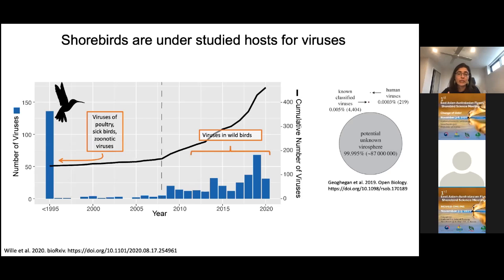Now, ironically, shorebirds are one of the more studied species or taxa for viruses because they may be infected with viruses like avian influenza. But despite that, I would still say that shorebirds are vastly undersampled as hosts for viruses, and we know very little about the viruses that infect these birds.